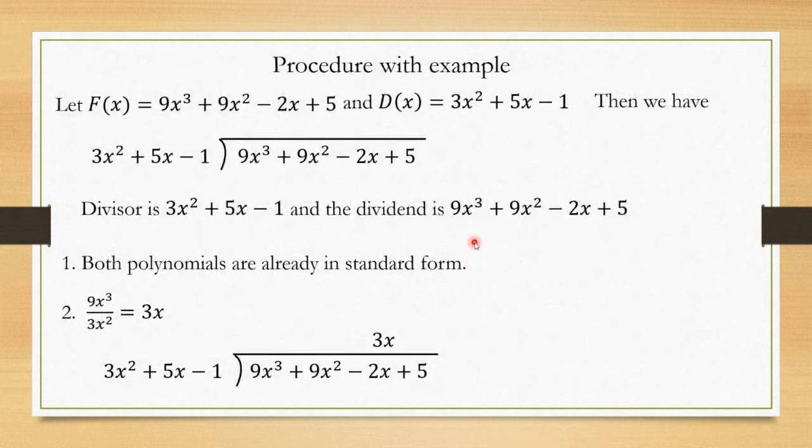So let's suppose, for instance, capital f of x is that cubic polynomial, 9x cubed plus 9x squared minus 2x plus 5. That is the dividend. The divisor here is 3x squared plus 5x minus 1. Now notice that they're both in standard form. That's good. And again, that's when, as you read the polynomial from left to right, the exponents, the powers of x, are decreasing.